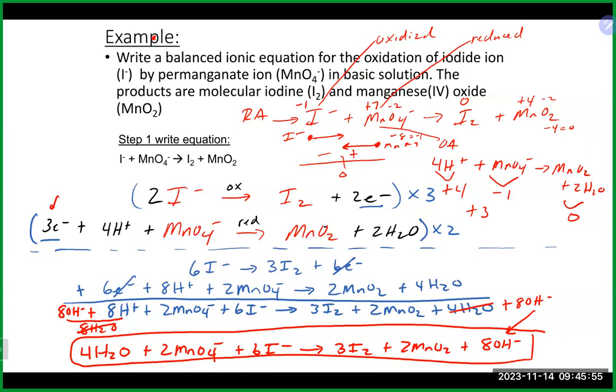Yeah, so when you turn it into basic conditions, wherever you have H plus and OH minus, they have a really strong attraction for each other. They're going to want to make water. So that's why we originally ended up with 8 waters on the left. And because we also had 4 waters on the right, we're able to kind of reduce it down and subtract it over. Other questions?